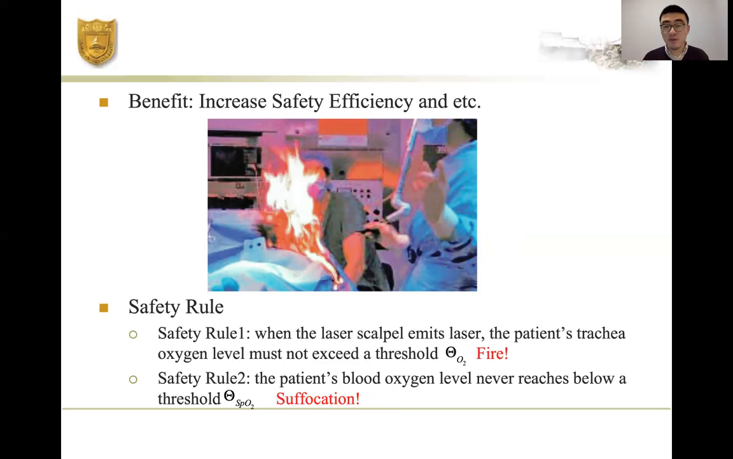And safety rule two: the patient's blood oxygen level shall never reach below a threshold. You cannot say, okay, I just want to make sure that the oxygen level in the trachea area is not that high so that I don't cause any fire, so I will just wait some time. No. If we wait too long, the oxygen level in the blood will drop quickly. Then that will be a suffocation. The patient will also die. That's very dangerous.